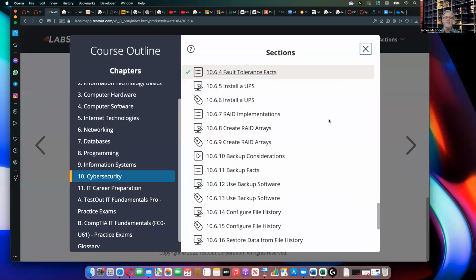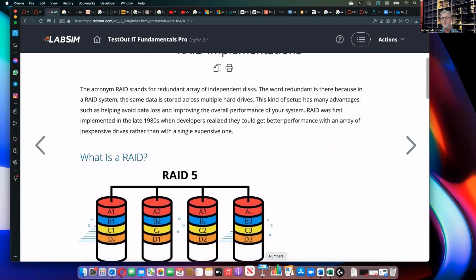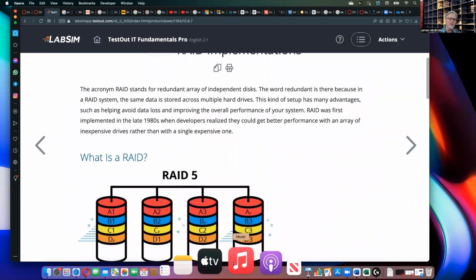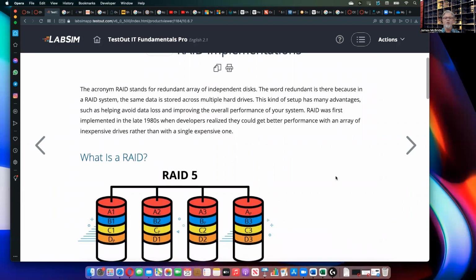Right, I think that's it for this one. Oh, wait, there's some RAID implementations. You're like, oh no, he was going to be over and now he's not. Yeah, so sorry. By the time we get to this point in our learning, it's like, what more is there, right? What more? There's a lot more.